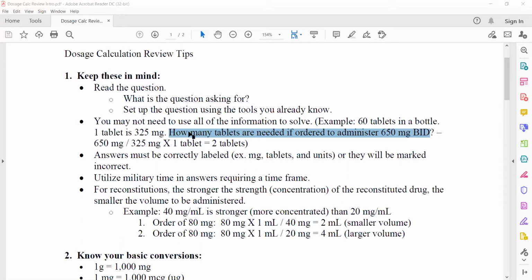Okay. So that's why this was solved the way it was solved, to give you 2 tablets. If I want to know how many per day, I would just take the 2 tablets twice a day, 4 per day.